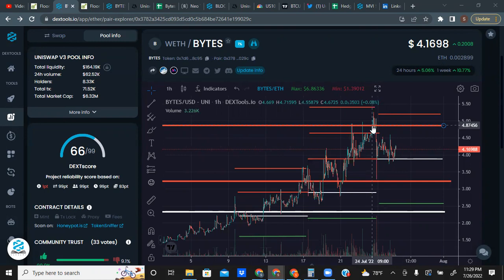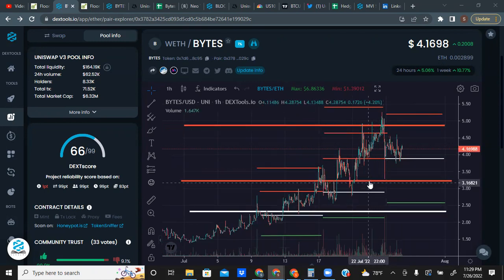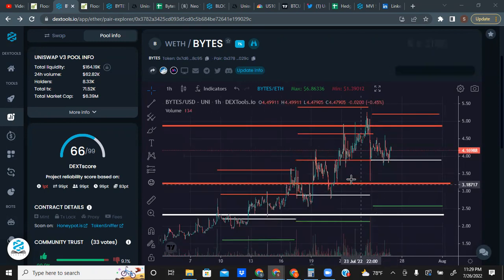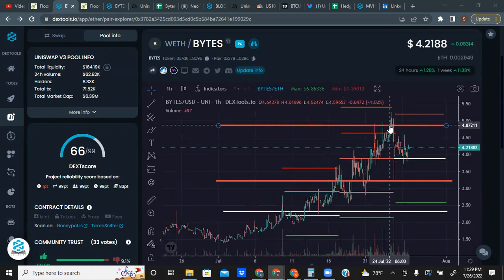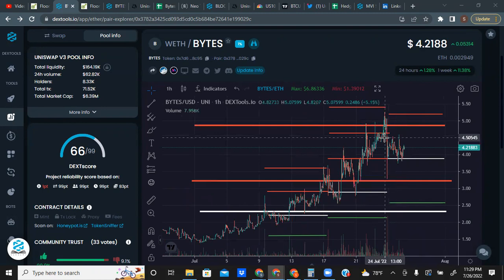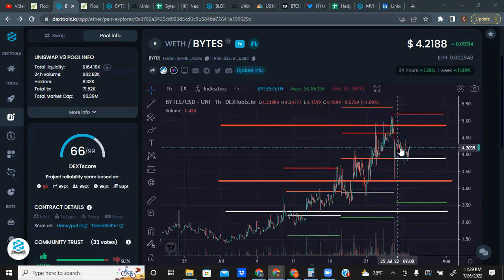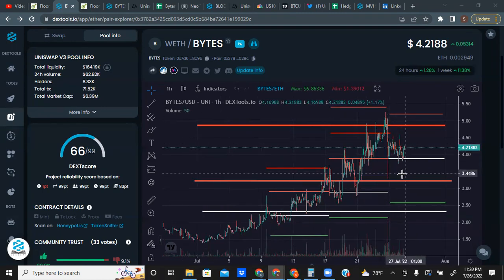Anything can happen. A new tweet, some new macro news for Bytes, anything can move the price of Bytes. But what I like to look at is just the risk, and as we move higher towards these different resistances, there's more risk in the price, right? So keeping an eye on that.